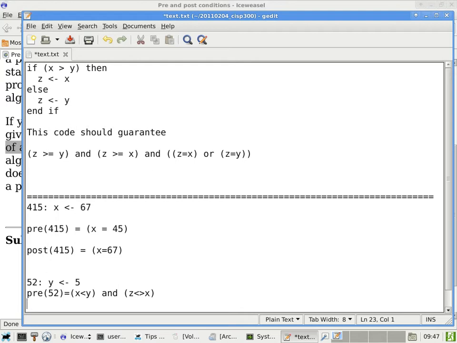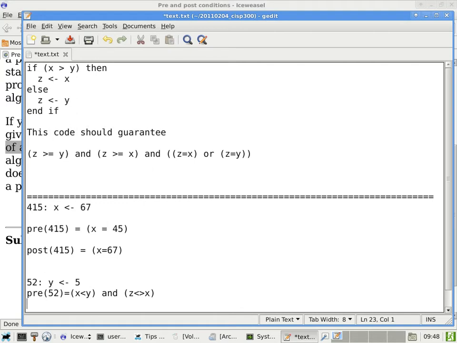I can only say that y is greater than x. I only know how y relates to x before line 52 executes. And I also know something about z and x: they're not the same. Okay? That's all that I know right before line 52 executes. The question is, what can I say about the postcondition of line 52?